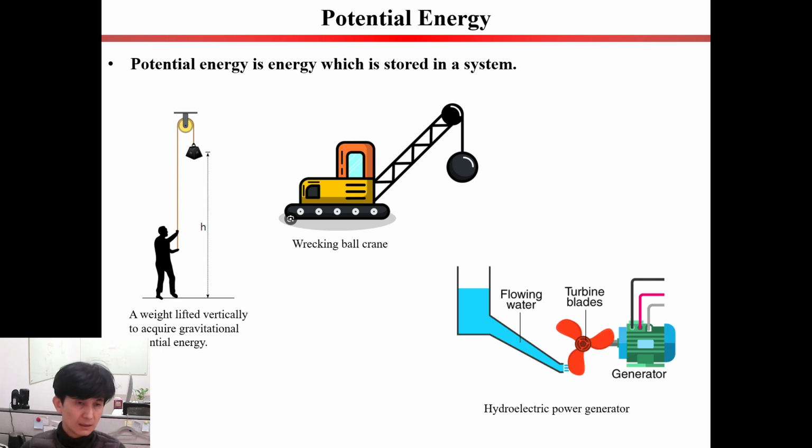First, the diagram on the left shows a weight of mass m being lifted by a person. When it is lifted from the ground by a height h, the weight lifted vertically has a potential energy according to the gravitational force, and it is called the gravitational potential energy.